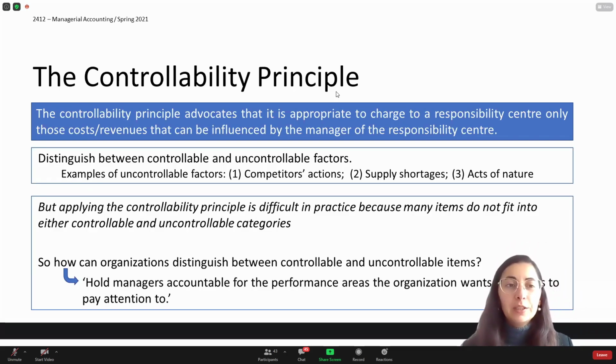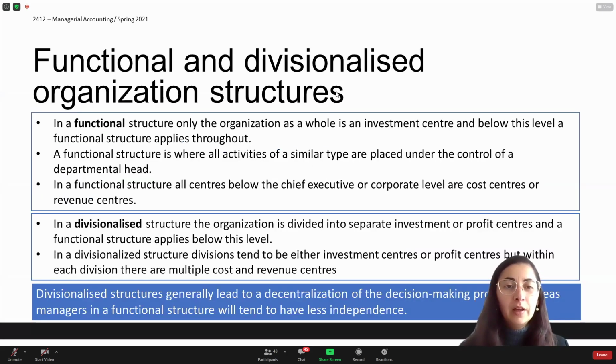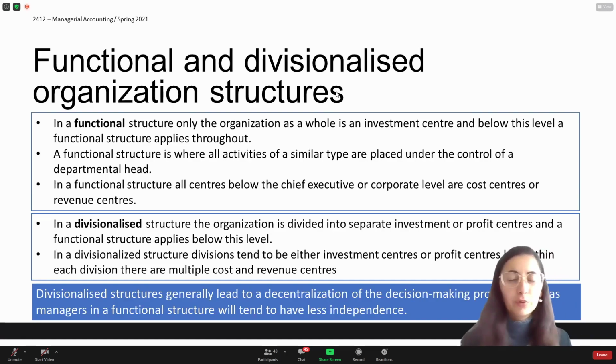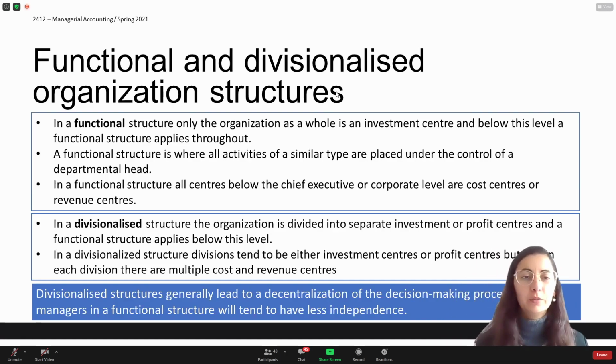Any questions on this? No? So let's now distinguish between functional and divisionalized organization structures. I'm pretty sure that you heard about this before.